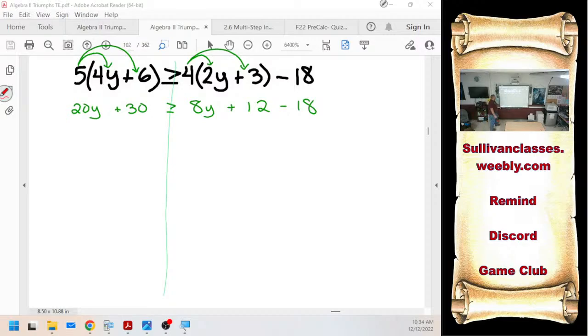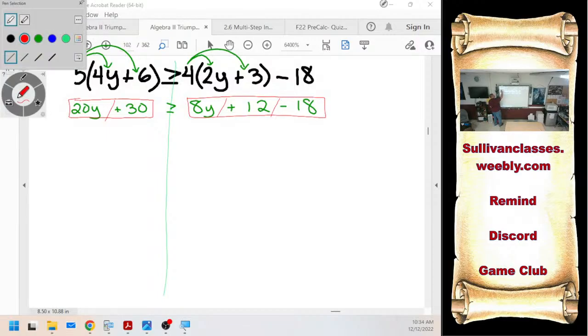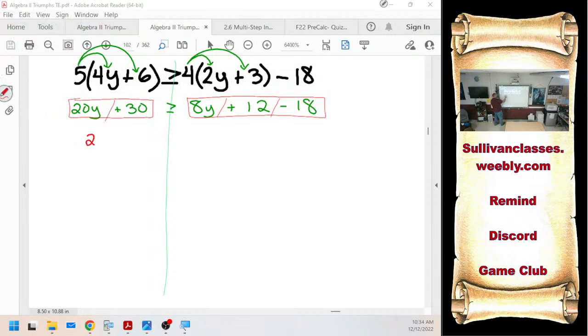So, after I distribute, on the left side and on the right side, I need to make sure, am I able to combine anything? Okay, they're the same kind of critter on the right side, so they're just going to team up. I got 20y plus 30 greater than or equal to 8y.